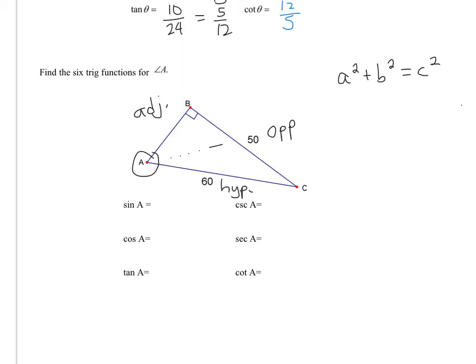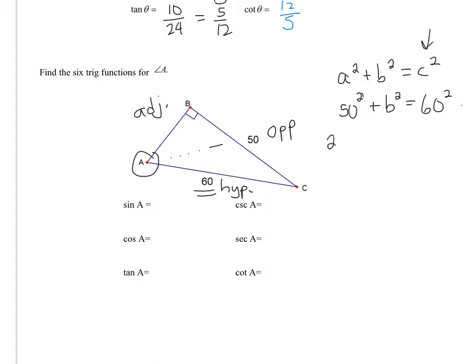So if I plug these values in, a squared and b squared really could be either of the legs, so maybe I'll make this one 60 squared, plus b squared, which is the other leg. Scratch that. 60 is the hypotenuse. So we'll make it 50 squared plus b squared equals 60 squared. Because I always want this hypotenuse to be the c in our Pythagorean theorem.